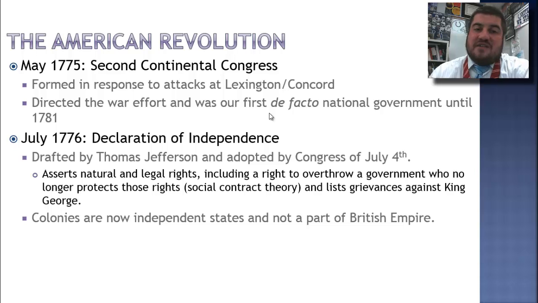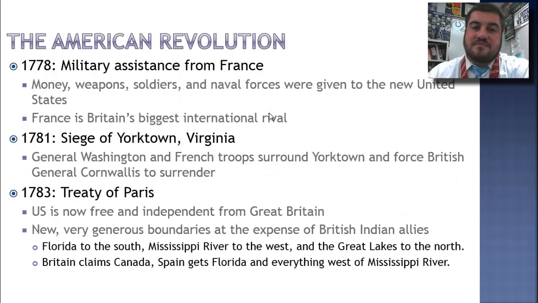And finally, after a lot of debate, the Declaration of Independence is adopted by Congress on July 4th, 1776. And what it does is it asserts our natural and legal rights, including the right to overthrow the government, who no longer protects natural rights, such as Britain, and it lists grievances against King George. And it also says the colonies are not a part of the British Empire and are now independent states. And it's tough going at first, but we do get military assistance from France because they are Britain's biggest international rival, so they want to see Britain lose their colonies.